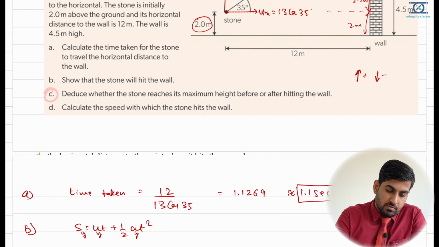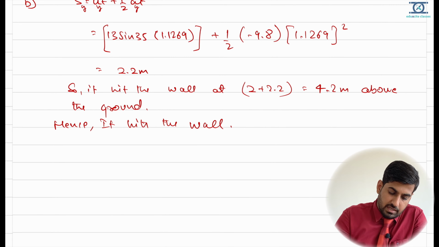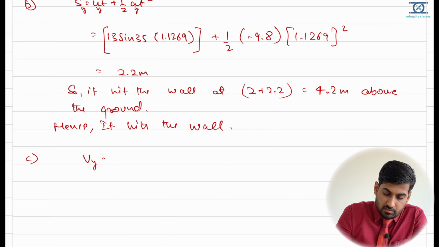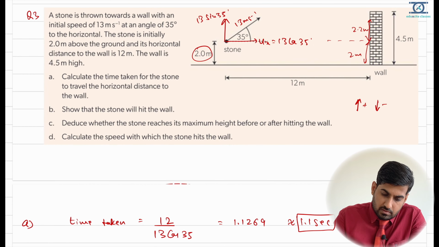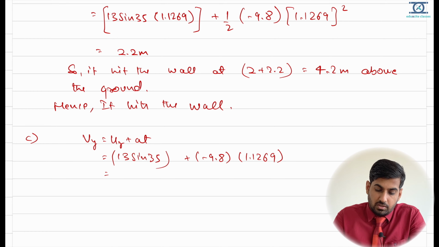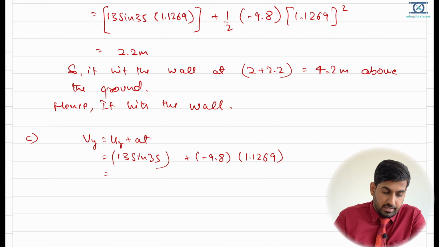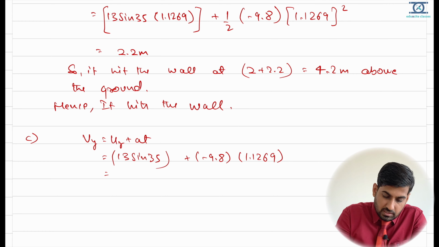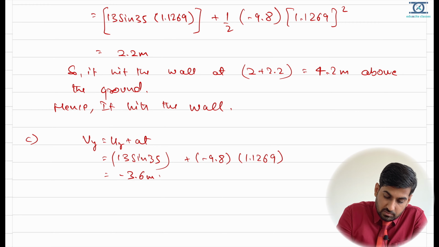So I can use v equals u plus at, vy equals uy plus at. Time I will take the one which we calculated, so uy is 13 sin 35, plus minus of 9.8 into 1.1269. So if you calculate this, you will get your answer in negative, right? So the negative answer is something around minus 3.6 meter per second.